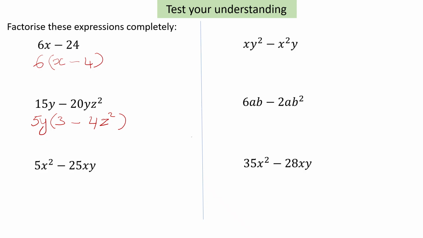5x squared minus 25xy. Take 5x outside the bracket. So inside the bracket, x minus 5y. If you expand this bracket, 5x times x, 5x squared, minus 5x times 5y, 25xy.